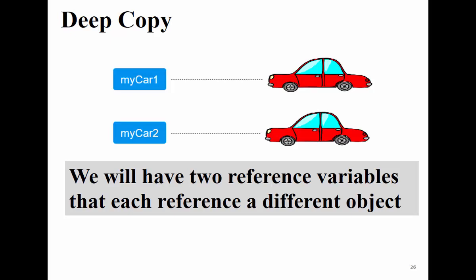So you have a car object in the memory. You copy the same object on a different address of the memory, and you retain that address and store it in mycar2. So you now have two reference variables, each referring to different objects. But these two objects are the exact same copy. Okay, that's what we call a deep copy. Any question?